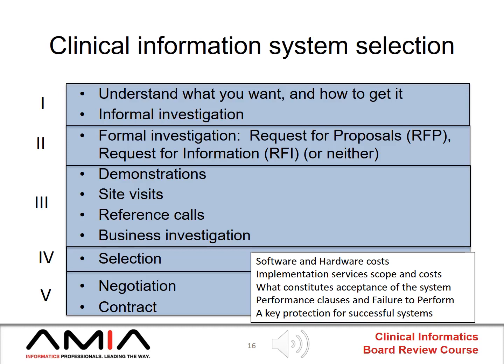Fourth, you finally have to make a selection, maybe one or two, a preferred and then another alternative, and then the last step is that you have to negotiate and develop a contract which covers all of the items shown in the white box there: software and hardware costs, implementation services, acceptance criteria, performance clauses, and some protection that the project will be successful.